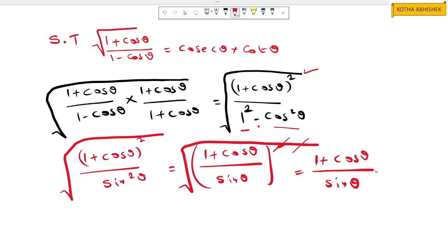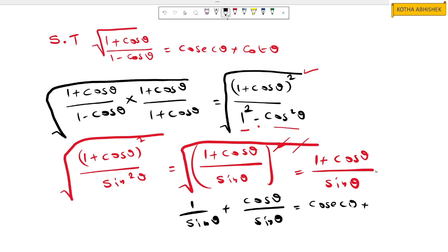Now, the right side part we need to show is cosec theta plus cot theta, right? So, this 1 plus cos theta by sin theta, I am separating it as 1 by sin theta plus cos theta by sin theta. Here 1 by sin theta is nothing but cosec theta, plus cos theta by sin theta is nothing but cot theta.